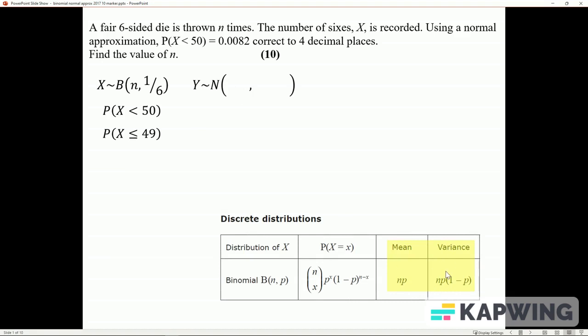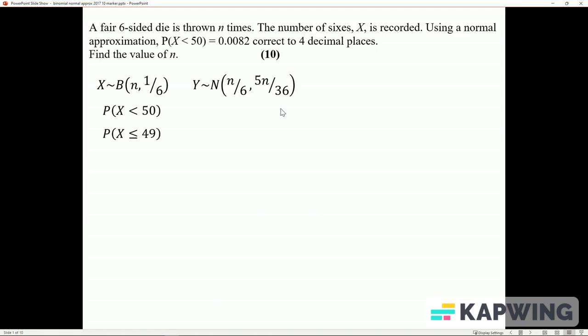Now, in the formula book, it gives you what the mean and variance of a normal distribution approximating a binomial are. So we need those. In here, the mu in the normal is n times p, or n over 6. The variance is np times 1 minus p, so it's n times 1/6 times 5/6, which is 5n over 36. And as the variance, of course, we'll be using the square root of that because we need the standard deviation when we're working with the normal.